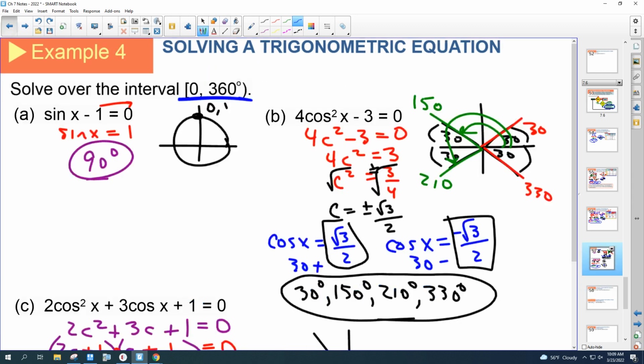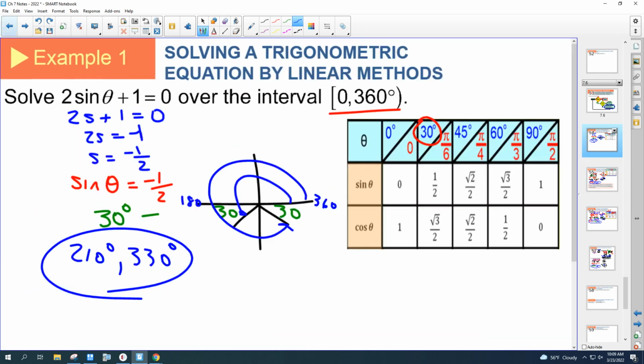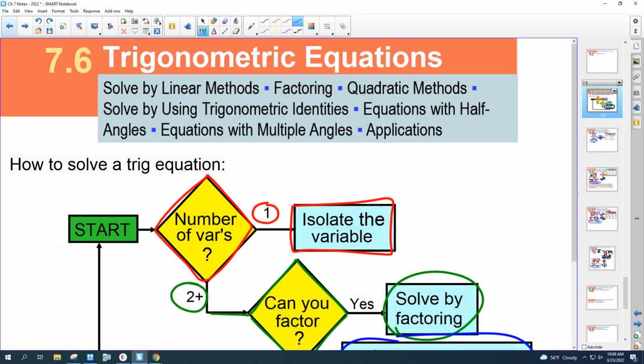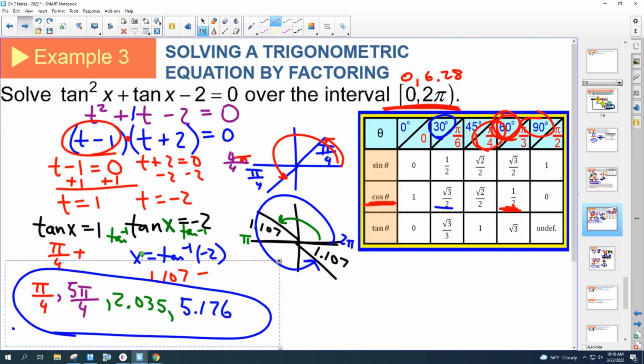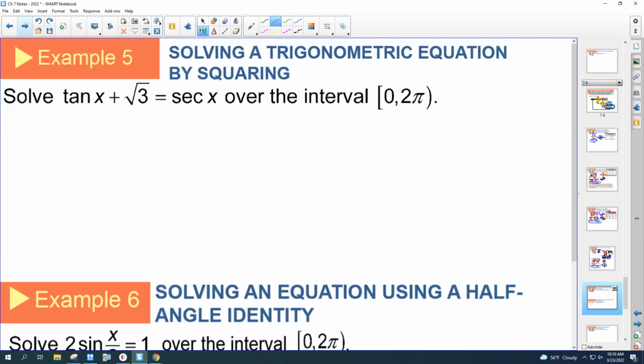If you go back to the flow chart, I know I can't isolate. I'm not going to be able to factor. I'm going to try something else. I'm going to try one of those other two things. Doesn't look like quadratic formula either. Probably going to use an identity or square both sides. Okay. And I know this is weird. This comes completely out of left field, but we're going to square both sides here.